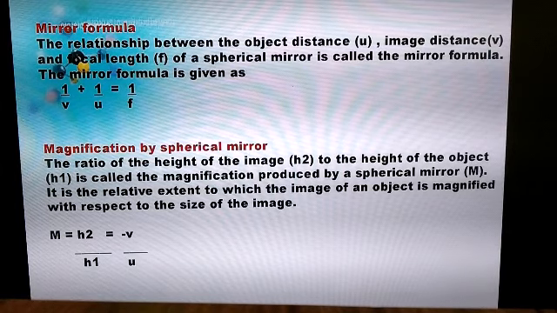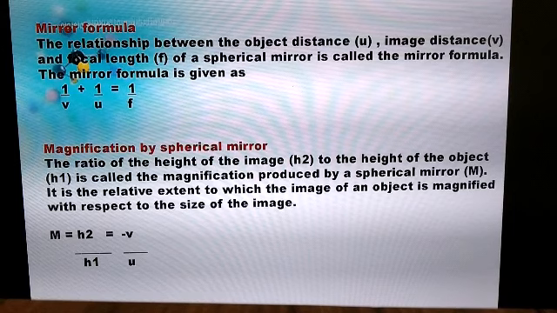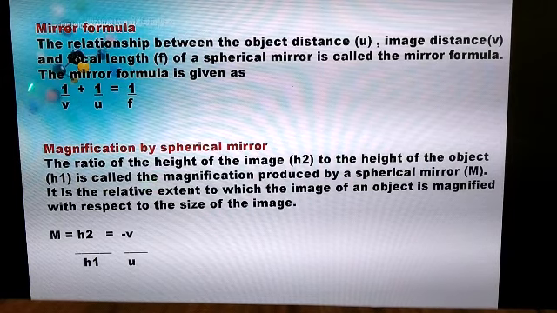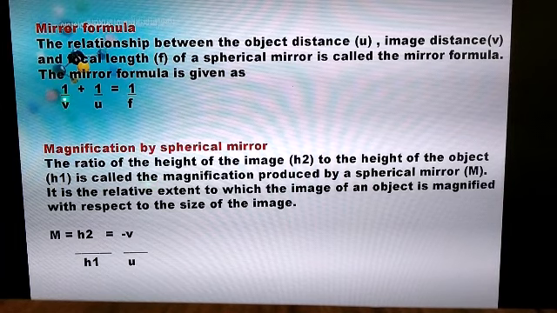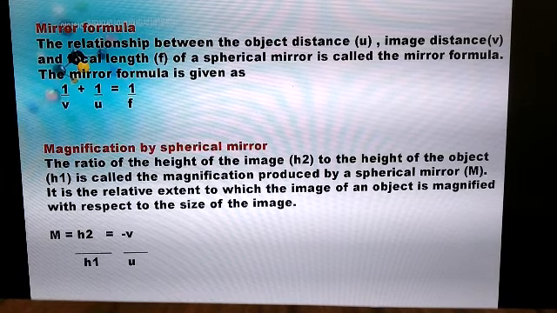Now there is a relationship between object distance U, image distance V and the focal length F of the spherical mirror. And this relationship between the object distance U, image distance V and focal length F of a spherical mirror is called the mirror formula. And the mirror formula is this. That is, 1 upon V plus 1 upon U is equal to 1 upon F. This formula is very important. We are going to use this mirror formula for solving the numericals.